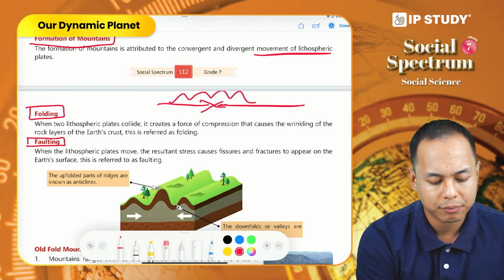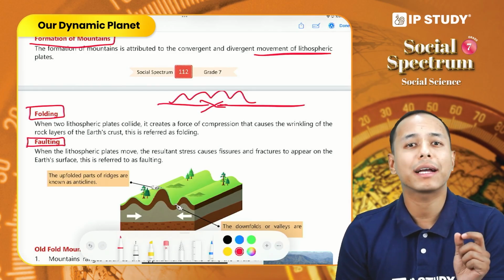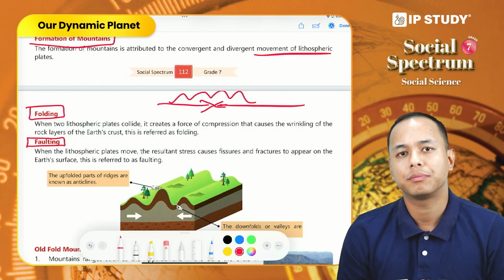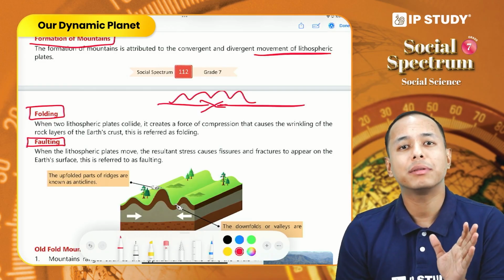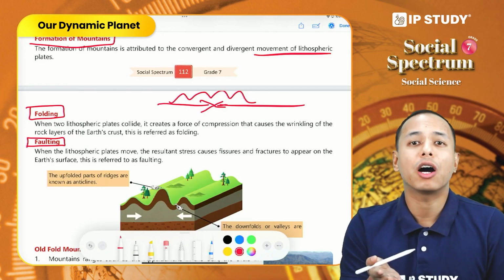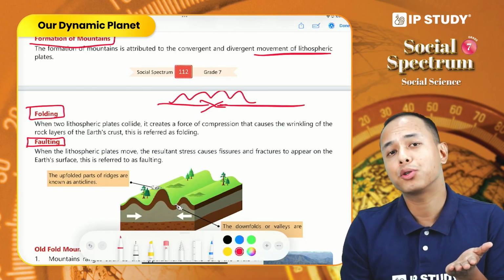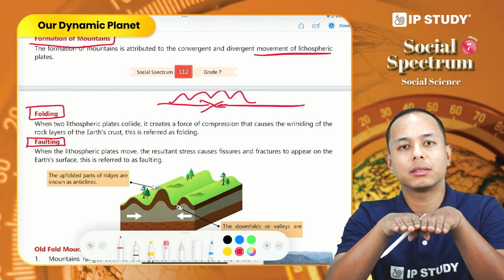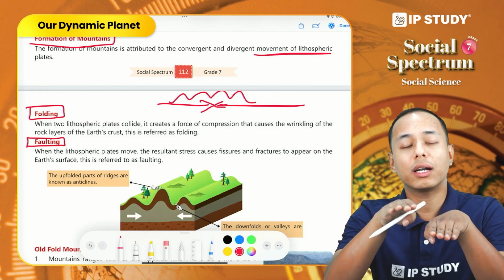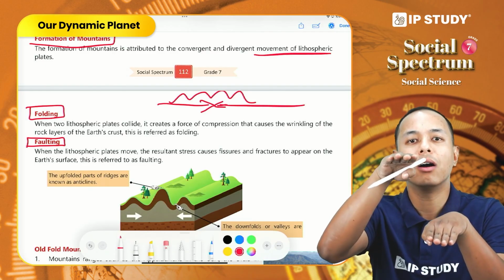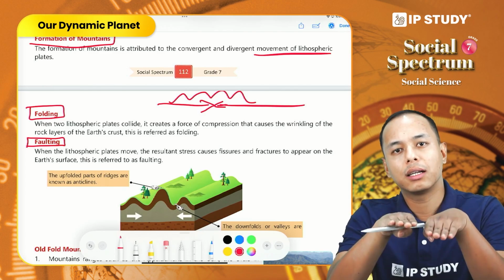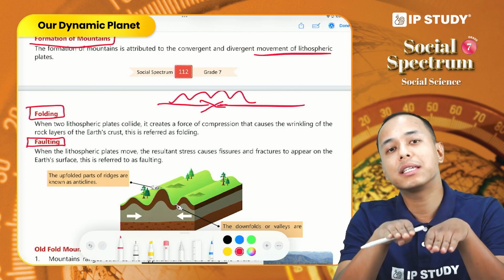Secondly, faulting. When there is a fault or a crack or a fracture on the earth crust or the plate, what happens is one portion might get uplifted and the other portion might get pushed below or down. Suppose these are two plates and there is a crack here. So what happens, this portion might get uplifted or this portion might fall down below. As a result, there is a change in the landscape and this is called faulting.